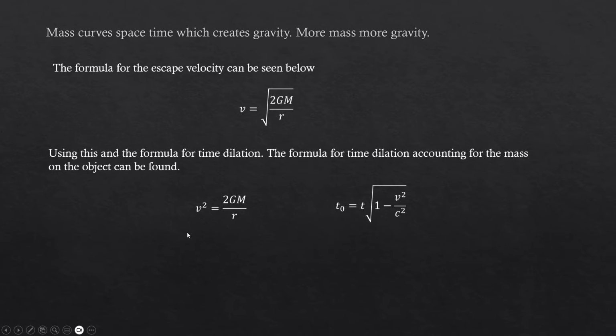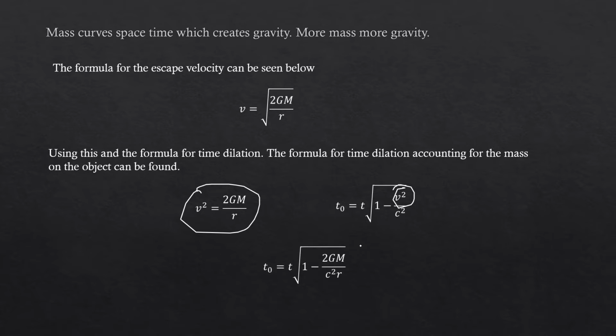All I'm going to do is substitute this into here, and it gives me the following formula. So now I've got time dilation accounting for the mass of the object you're escaping from and its distance.